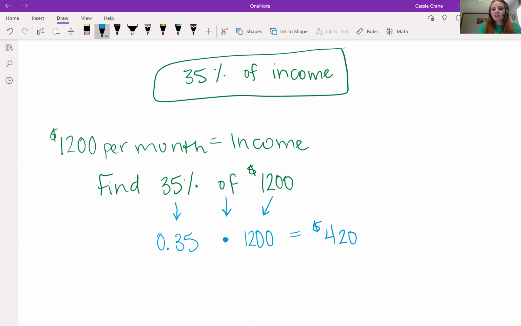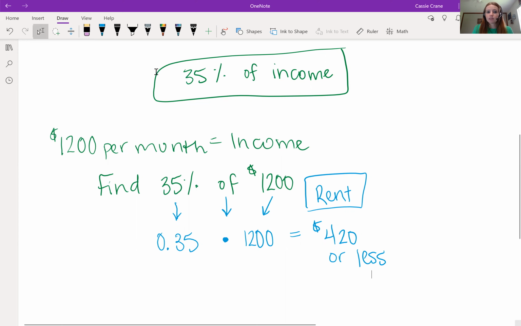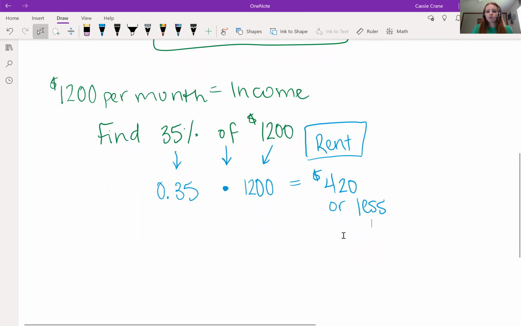So this is the top rent amount that we could afford. So $420 or less. Anything above 420 is going to be more than 35% of our income, which means if we're using this as a guideline, we can't afford it. So when we're looking at apartments, we have to find one that's $420 or less in this example.